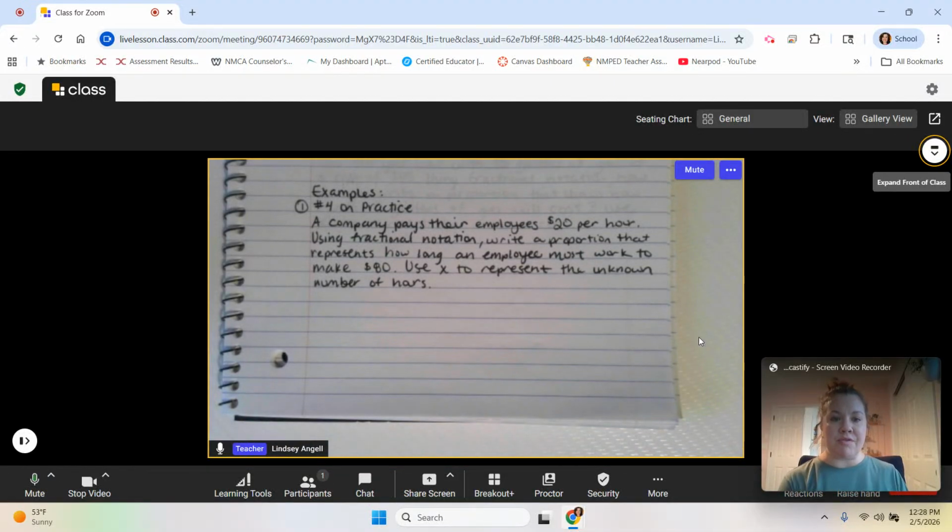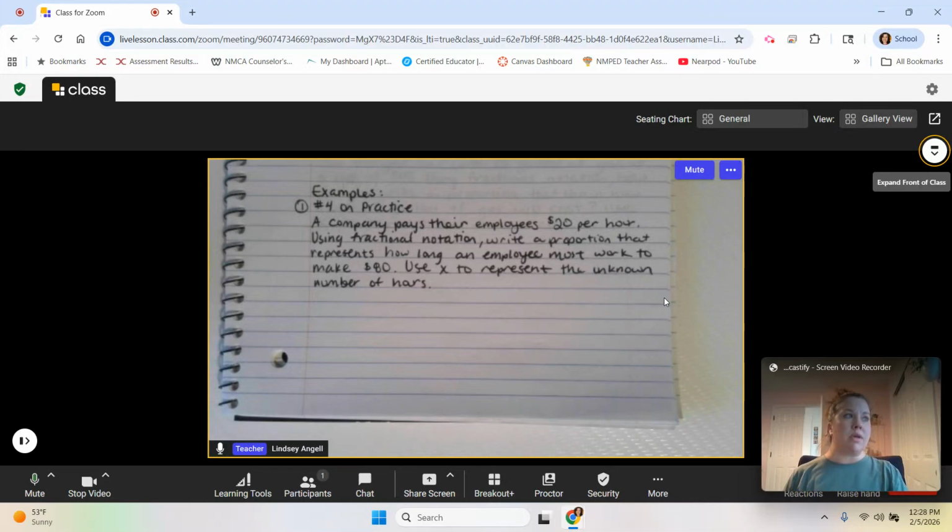All right, this is number 4 on your practice. It says, a company pays their employees $20 per hour. Using fractional notation, so it's got to be written as fractions, write a proportion that represents how long an employee must work to make $80. Use X to represent the unknown number of hours.